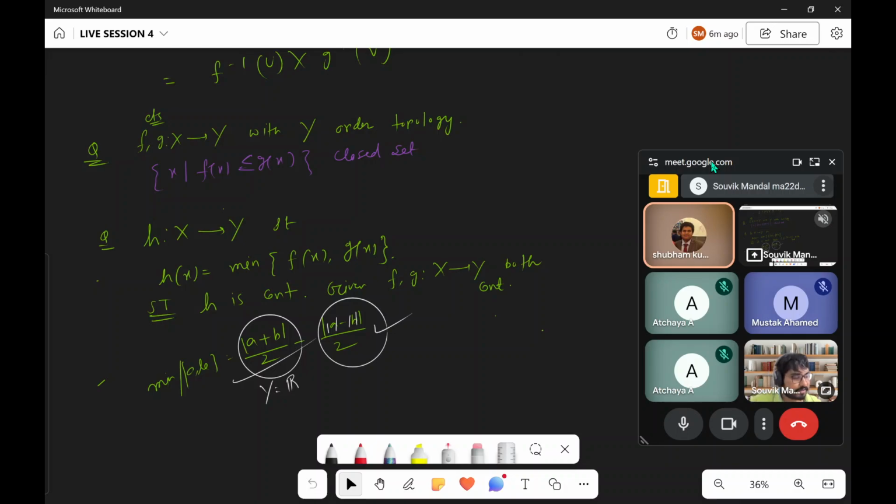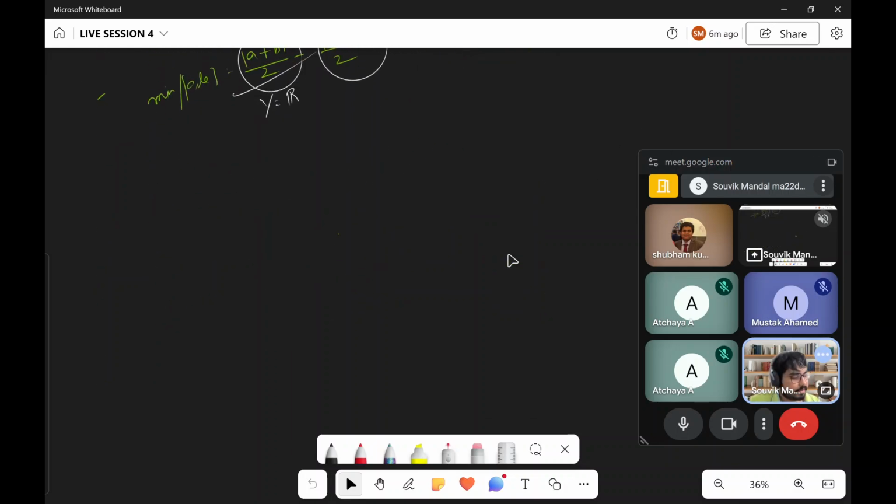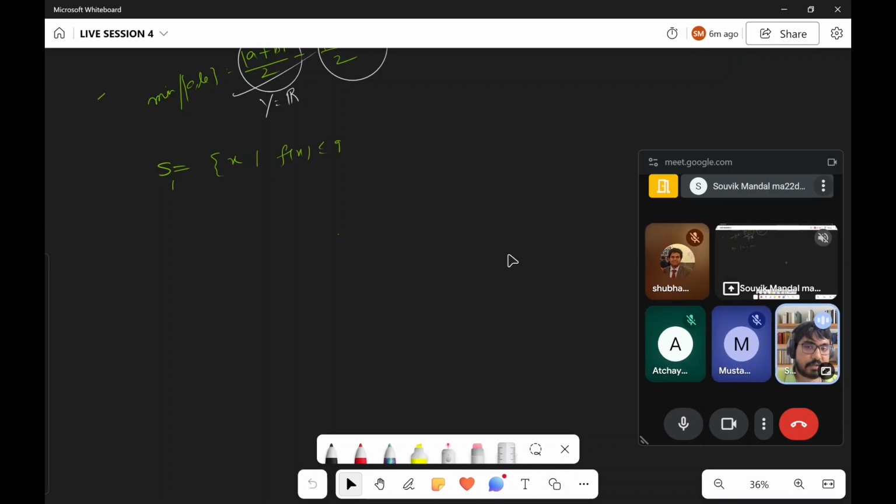Okay, so the idea is correct, but precisely it is as follows. Let's write S1 equal to all those x such that f(x) is less than or equal to g(x), and S2 equal to all those x such that g(x) is less than or equal to f(x). Now, we have already seen that these are closed sets.